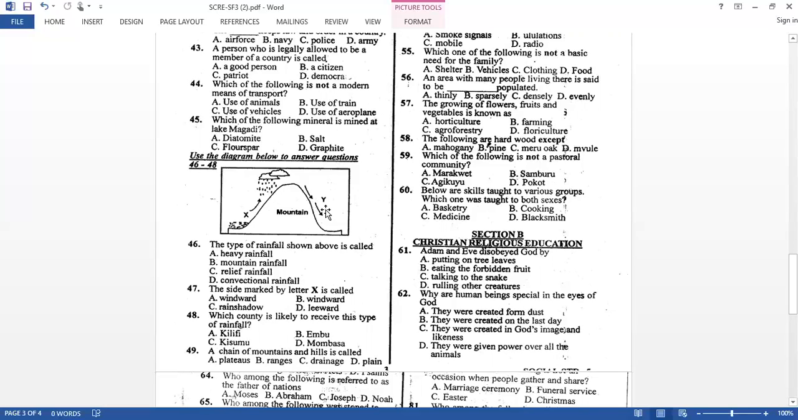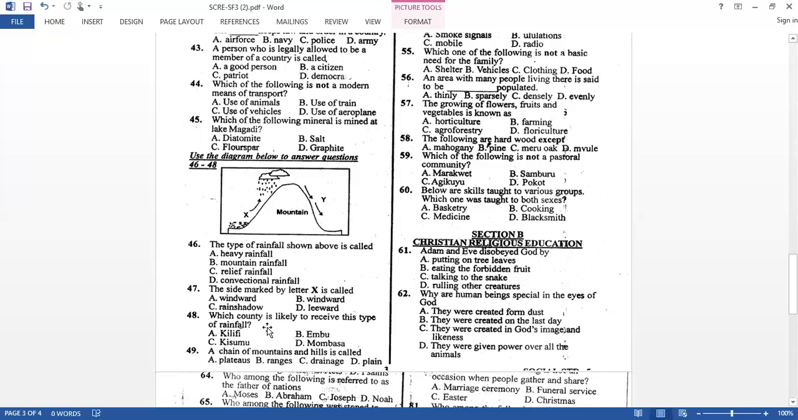So where you have a large water body like Kisumu and Mombasa, you will not experience this type of rainfall. Instead, you will experience convectional type of rainfall. So the type of rainfall shown above is called relief rainfall, or mountain rainfall. So all of you can tell that this one is relief. The side marked by letter X is what we call the windward side, where there is rain. So if you chose A or B, it is the same.